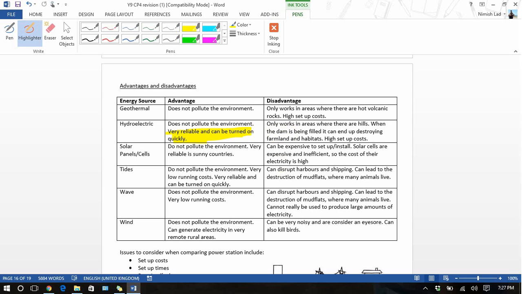Wave turbines can also disrupt where ships go. Again, some animals might need to leave where they live, but it doesn't really produce large amounts of electricity. And wind turbines can be noisy, some people think they're an eyesore, and they can also kill birds if they're not careful.